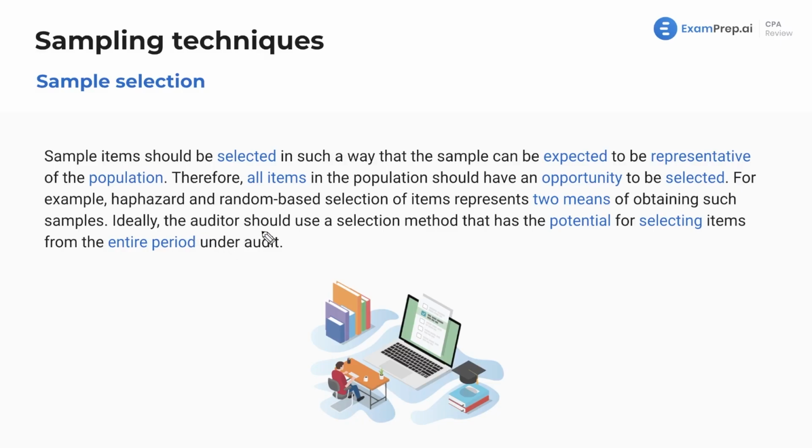Now, ideally, the auditor should use a selection method that has the potential for selecting items from the entire period under audit. Why do you want that? Well, the entire period under audit is the entire population. You want your sample to be representative of the population. As such, that is what we want.